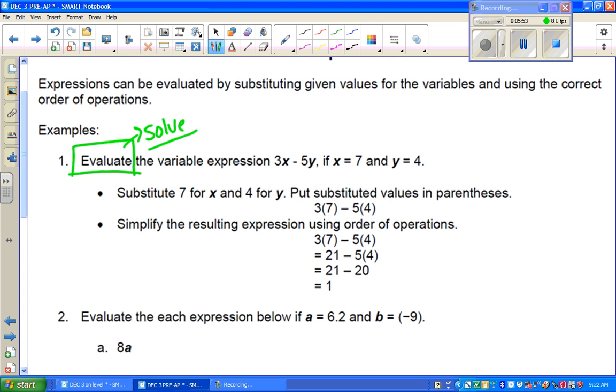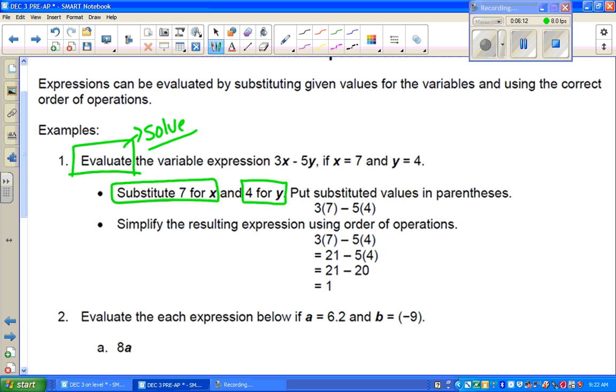All right, now let's read through number 1 on our examples. It says evaluate the variable expression. We have 3x minus 5y, if x is 7 and y is 4. Now, all we're going to do is plug these in. We're going to substitute 7 where you see the x.